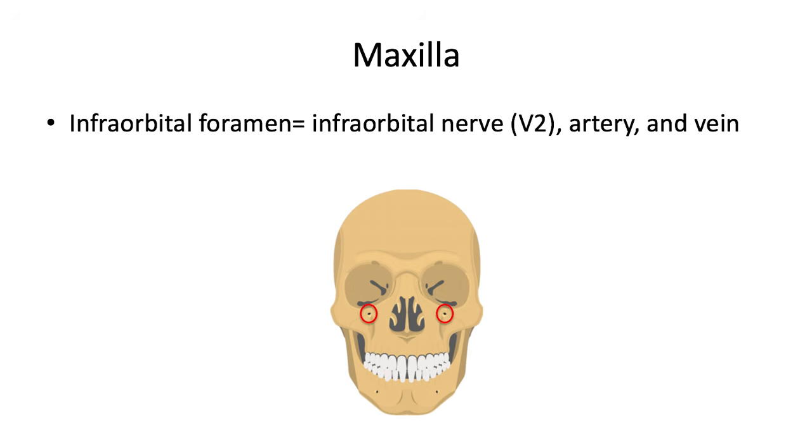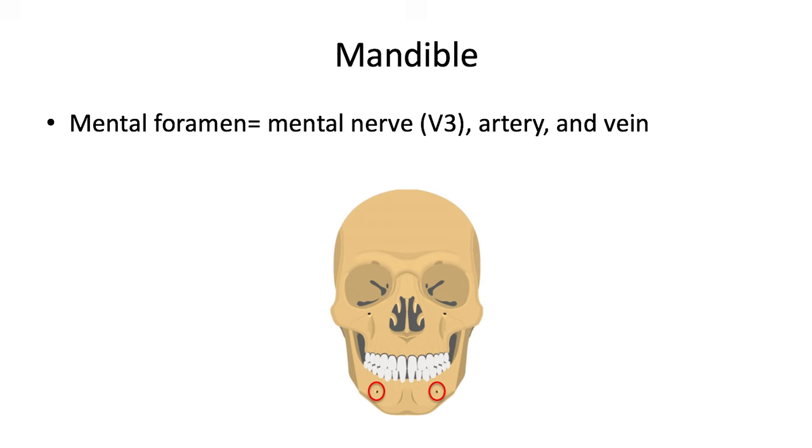If we go down to the maxilla, this one has the infraorbital foramen, transmitting the infraorbital nerve, artery, and vein, again all sharing that same name, which makes sense because this one's located just below the orbit. The infraorbital nerve is part of the second division of that trigeminal nerve. And you might be noticing a trend here. If we go one more bone down to the mandible, this one has the mental foramen, which transmits the mental nerve, artery, and vein, being part of the third division of the trigeminal nerve.